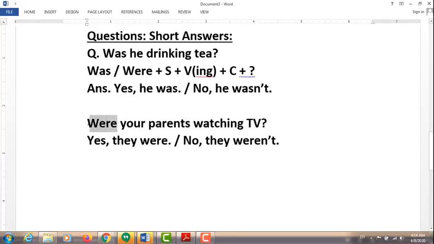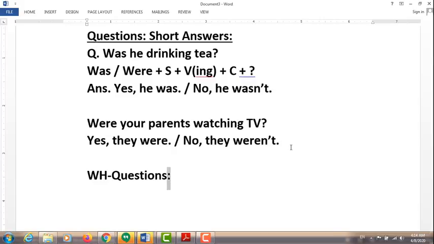So I used what? Were. And then the verb takes ing and then complement. The answer must be in the form of a helping verb. And then WH question. Next is WH questions.